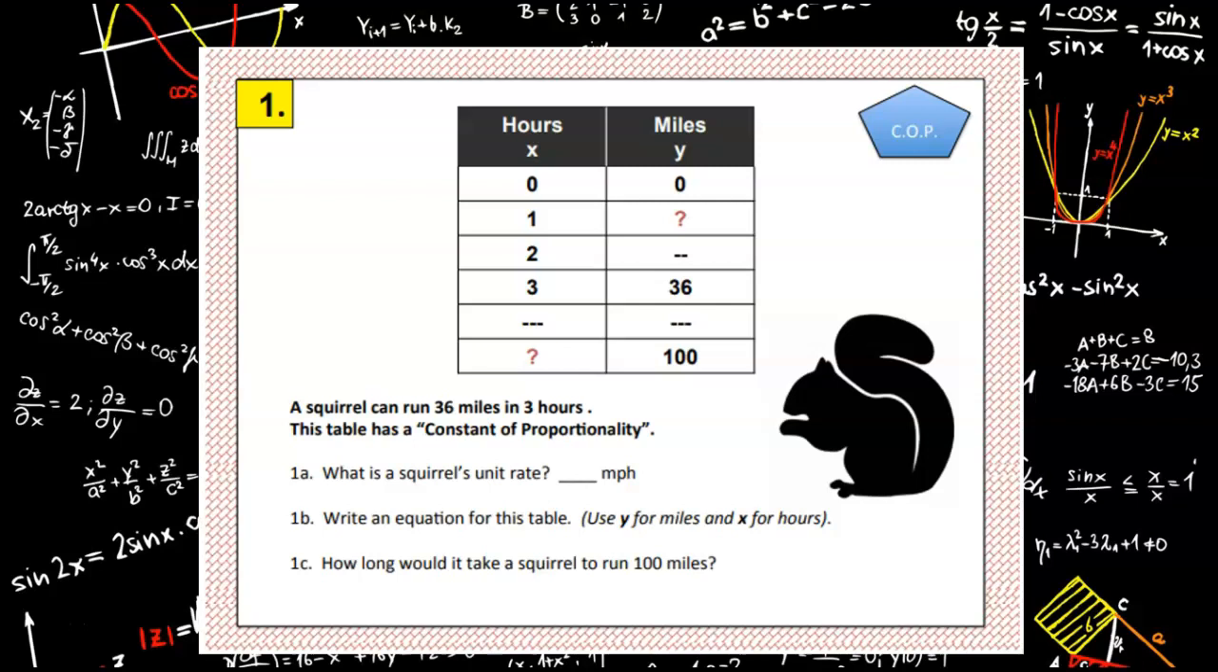So here's number 1. A squirrel can run 36 miles in 3 hours. This table has a constant of proportionality. So what is a squirrel's unit rate? Write an equation for this table and then tell me how long it would take the squirrel to run 100 miles.